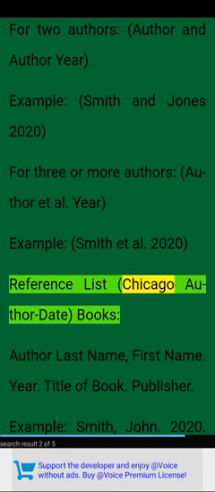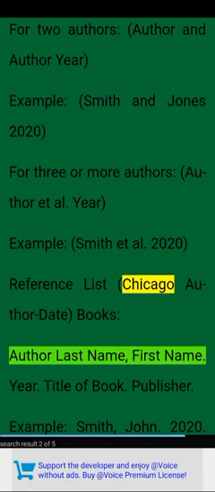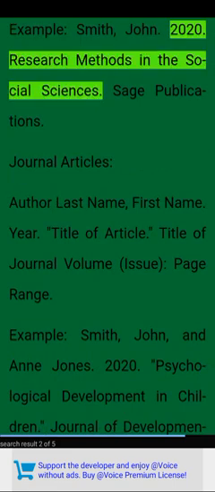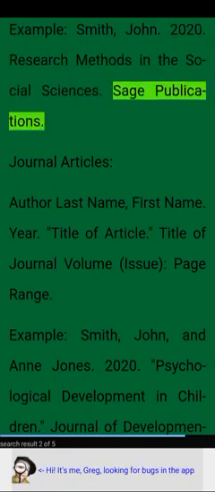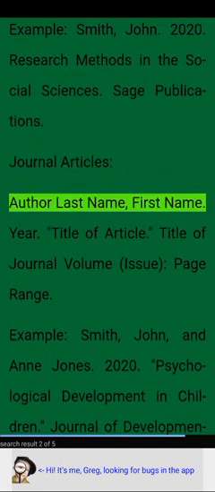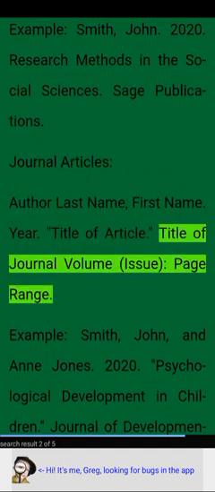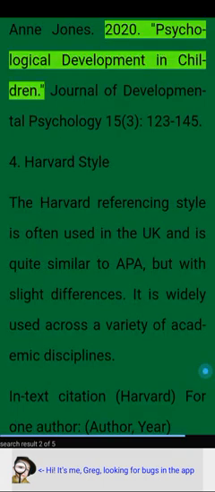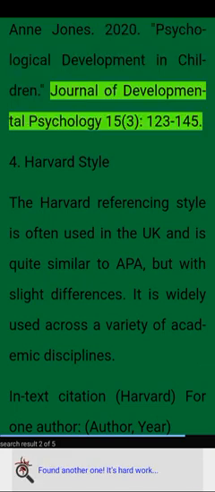Reference list, Chicago author-date, books. Author last name, first name, year, title of book, publisher. Example, Smith, John, 2020. Research methods in the social sciences. Sage Publications. Journal articles. Author last name, first name, year, title of article, title of journal, volume, issue, page range. Example, Smith, John, and Ann Jones, 2020. Psychological Development in Children. Journal of Developmental Psychology 15, 3, 123-145.